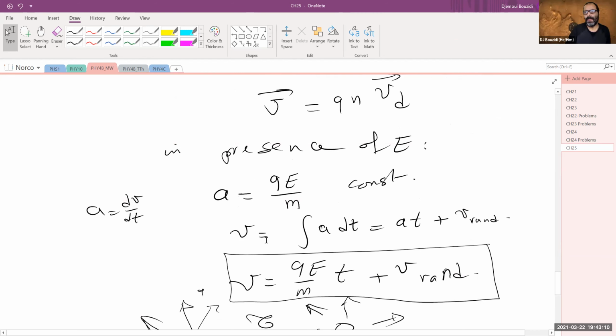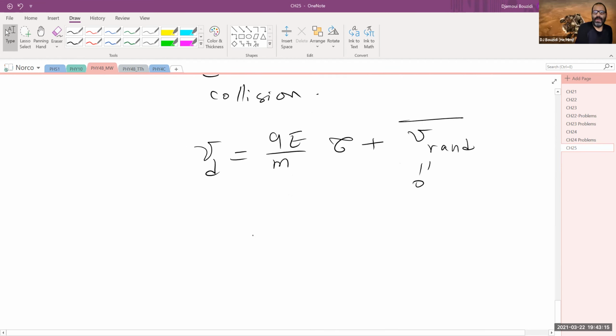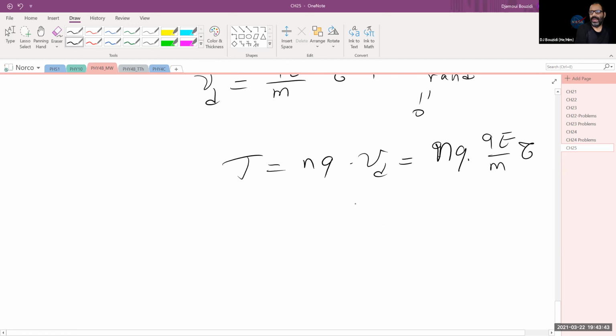So if I take that expression and put it back into the J in here, so we're in business. So J is equal to N times Q times the drift velocity. And the drift velocity, I found it to be QE over M times tau. So this is Q times QE over M times tau. Obviously the key thing that emerged from this expression is this Q squared. So J is equal to N times Q squared times tau divided by M times E.